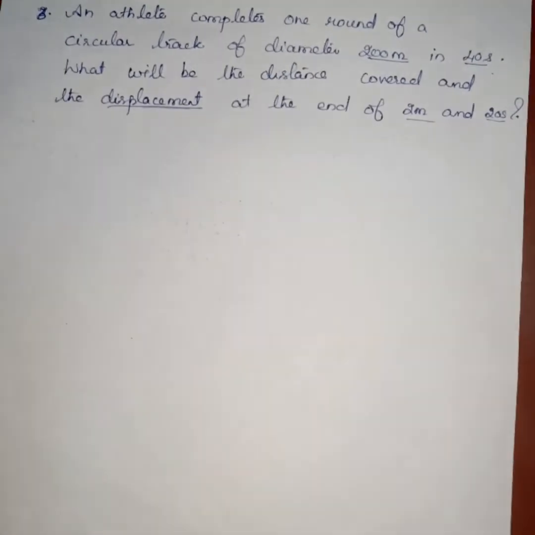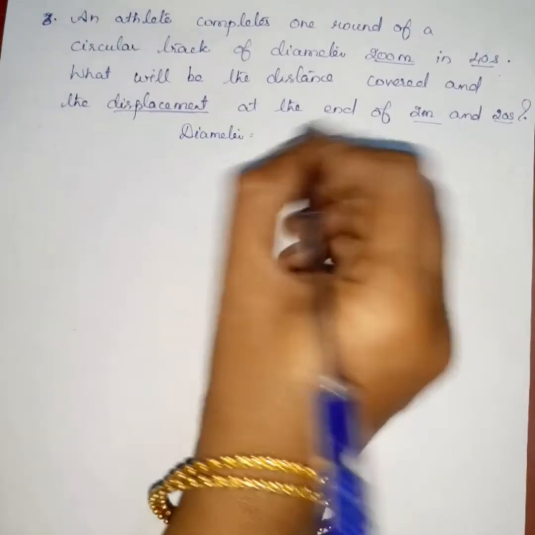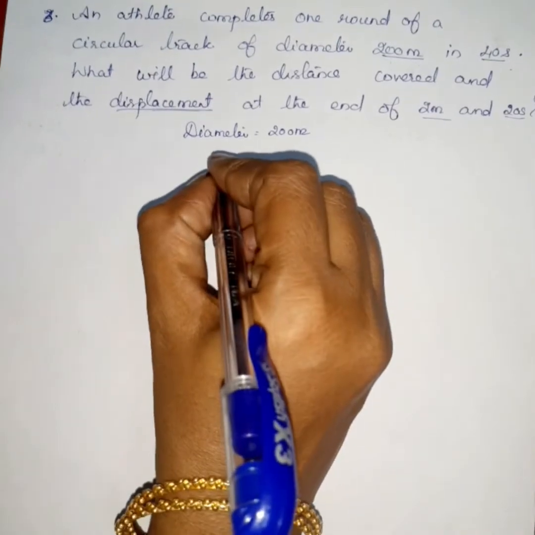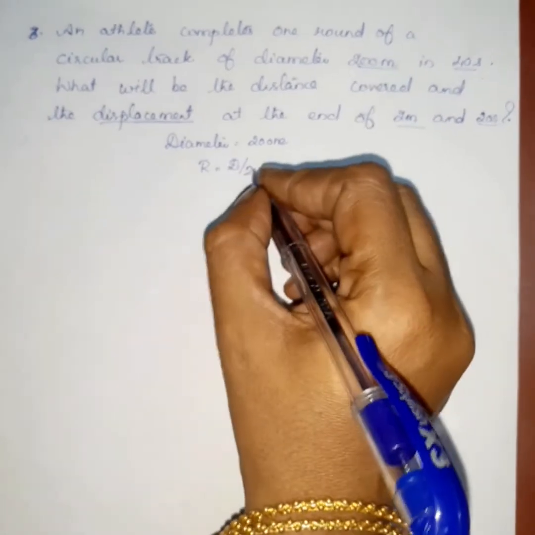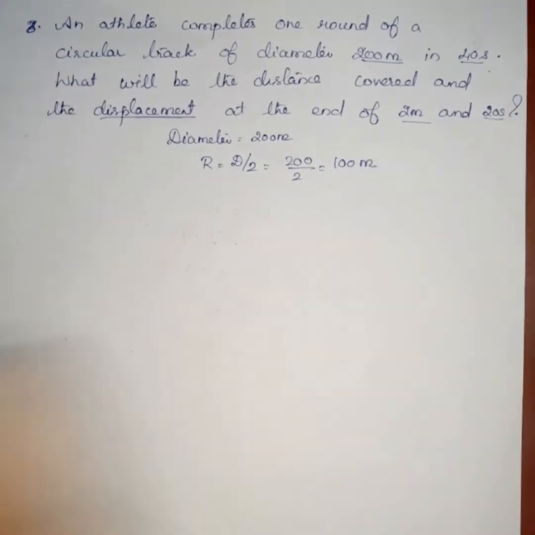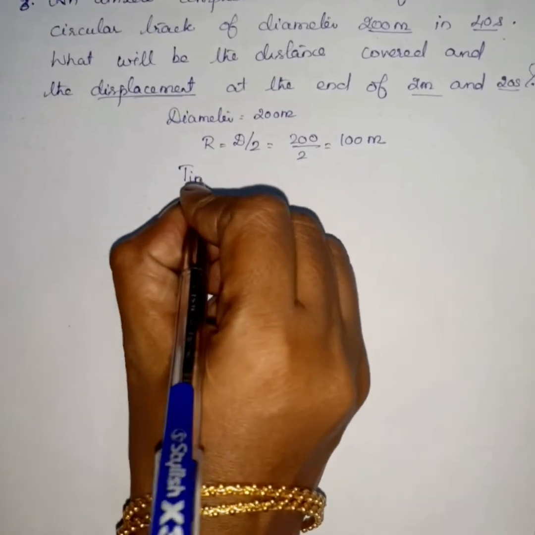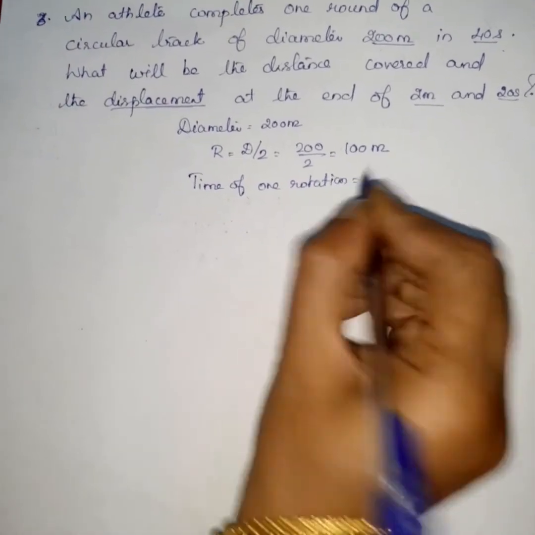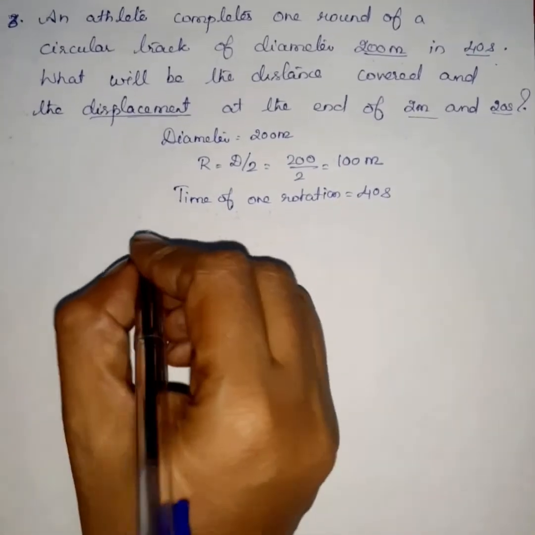So first, the parts given in the sum. First, diameter is equal to how much? 200 meter. So radius R is equal to D by 2, where D is diameter. So 200 divided by 2 is equal to 100 meter. Okay. Time taken for one rotation. One rotation is equal to how many seconds? 40 seconds.